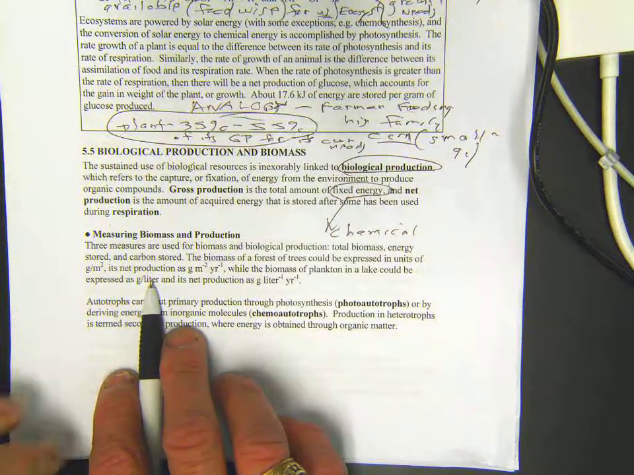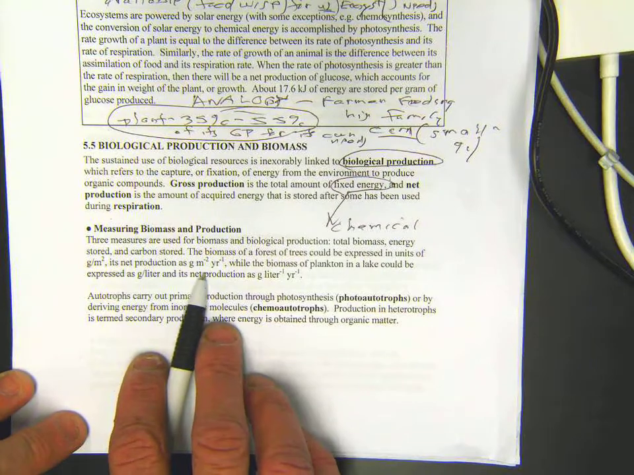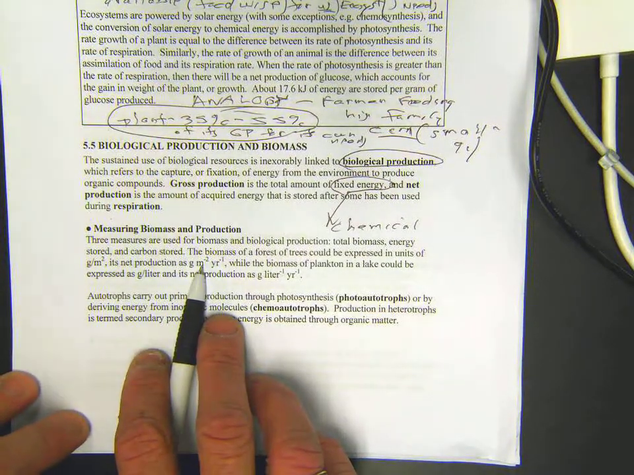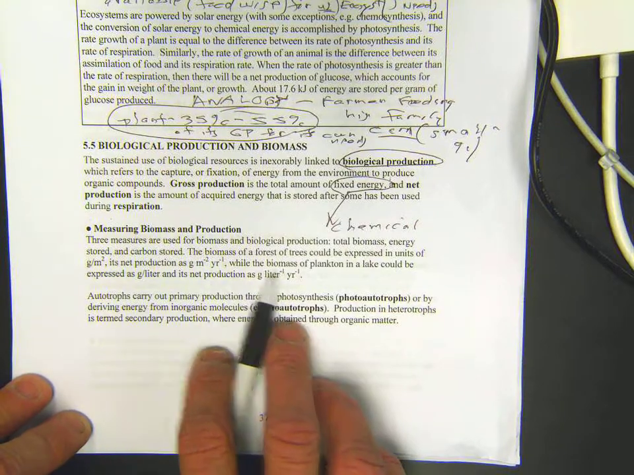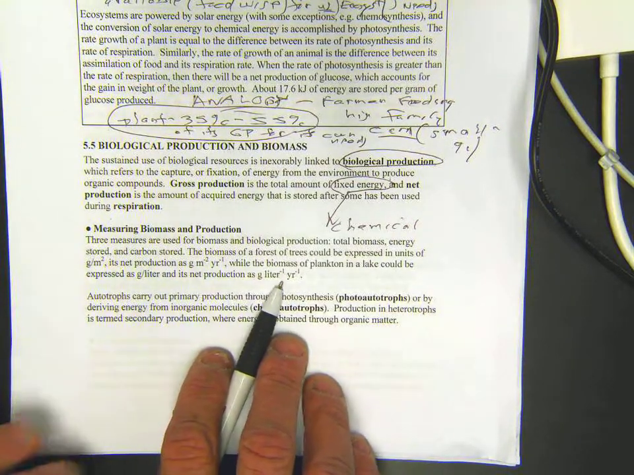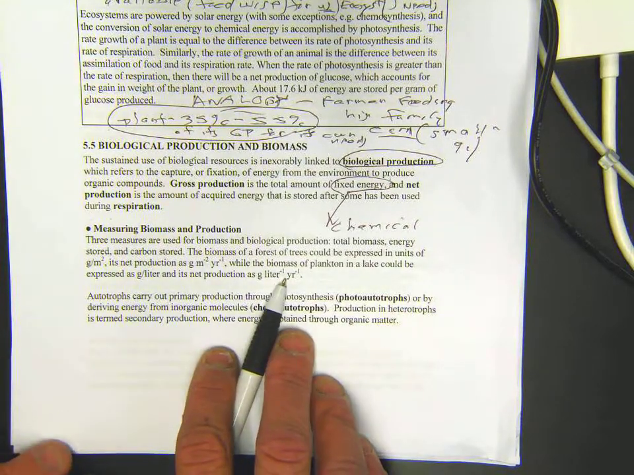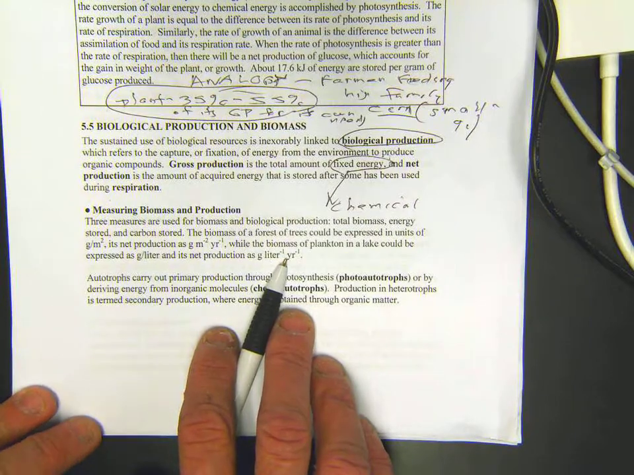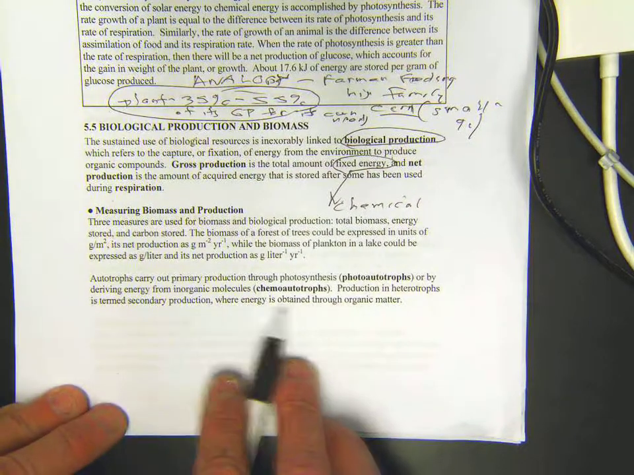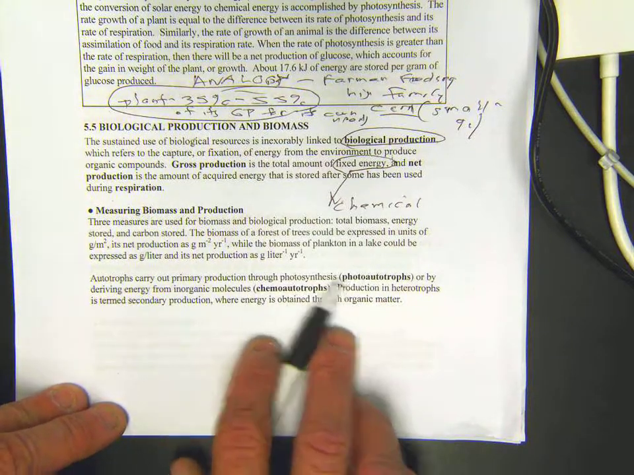You can see I'm just following this along in units of grams per square meter. It's net production in terms of grams per square meter per year, while the biomass of plankton in a lake could be expressed as grams per liter. Don't get too hung up on these units. Those are more important later on if you're going to do a conversion analysis, but I will give you those. The main takeaway of this video is to see the difference of these two.